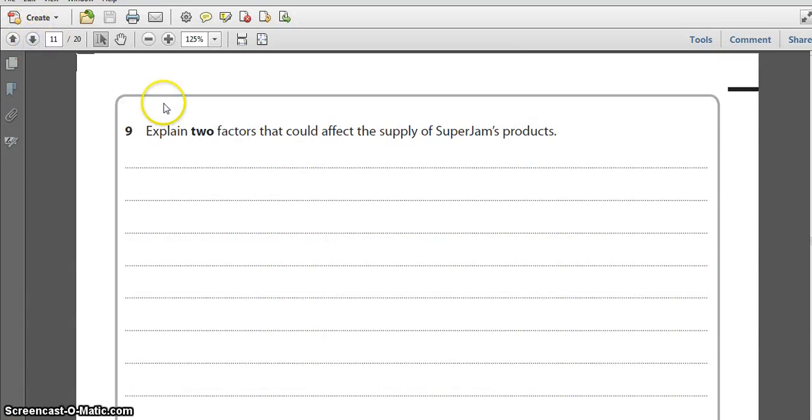So question 9, explain 2 factors that would affect supply. Right, so because it's the word explain and because it's 6 marks, I know that I'm going to look for knowledge, application and analysis. There's no need for evaluation. Evaluation questions usually come in the last couple of questions at the end of this section. So I've got to think about factors that affect supply.